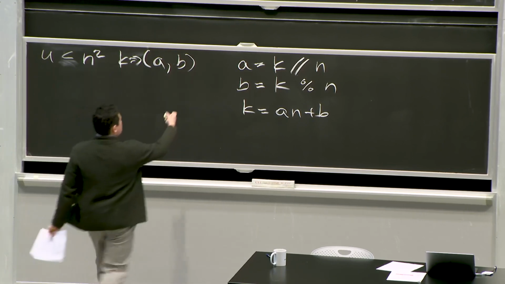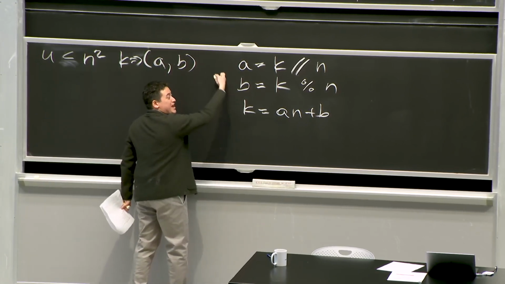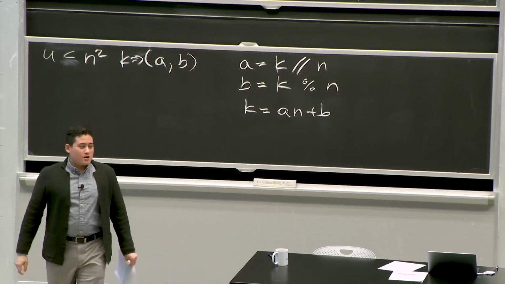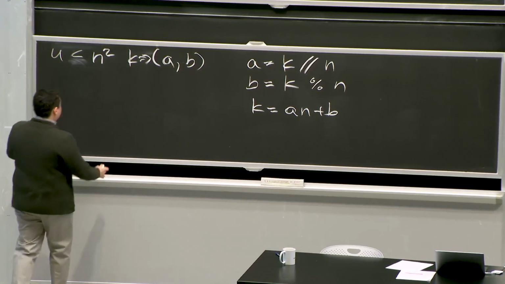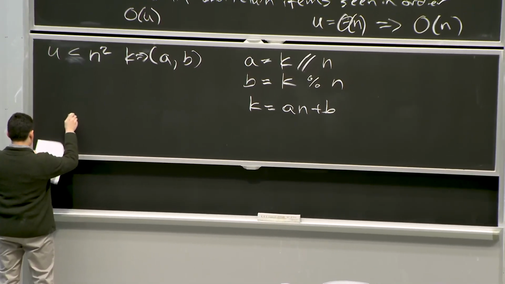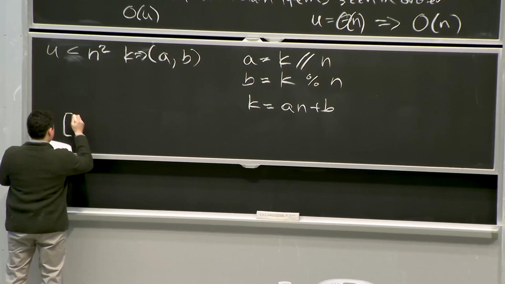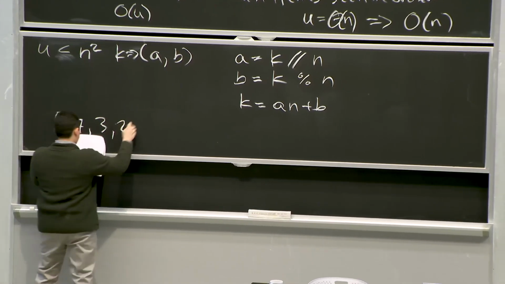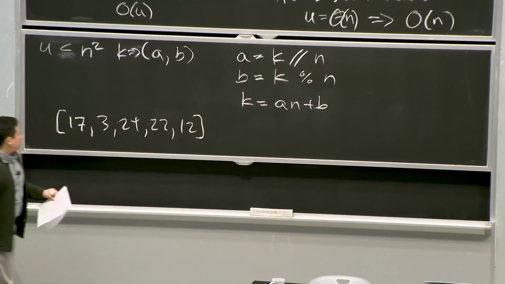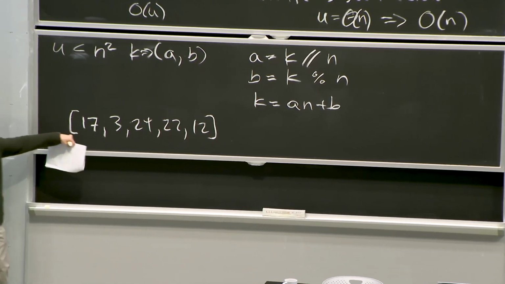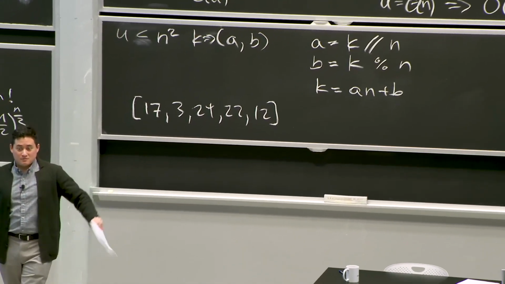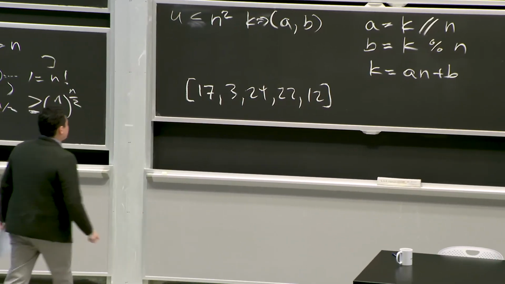And I have 2 digits in that number. This is the n's digit, and this is the ones digit. Does that make sense? All right, so now let's say I have this list of numbers: 17, 3, 24, 22, 12. Here I have 5 numbers. So what's n in this case? 5. Okay, not so interesting. n is 5 here.